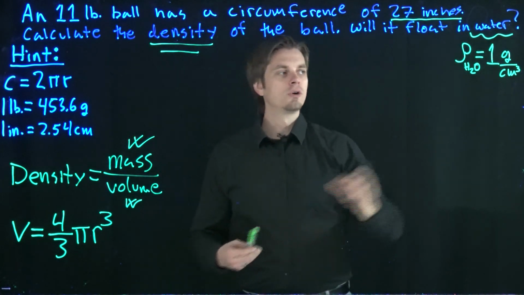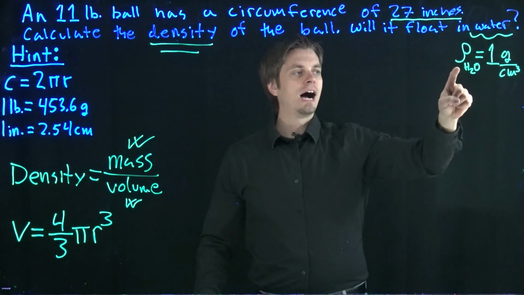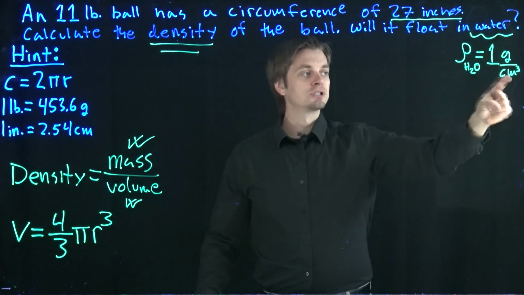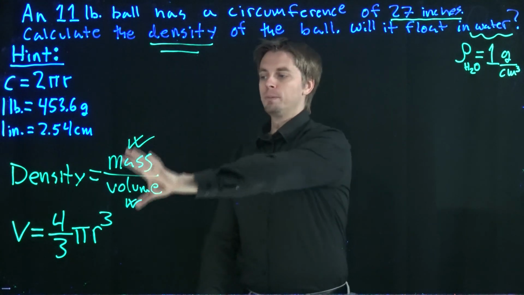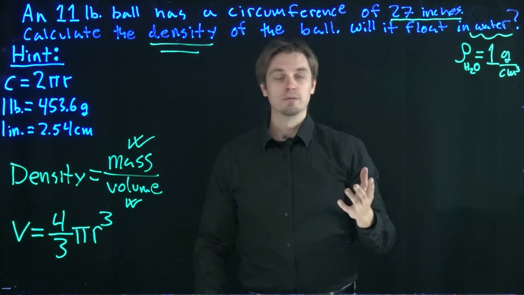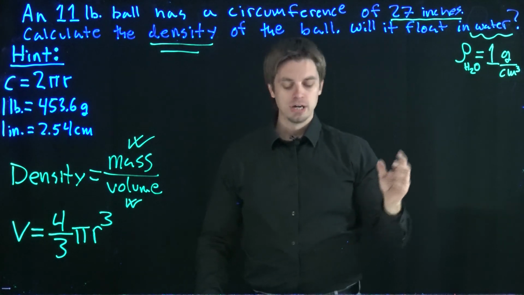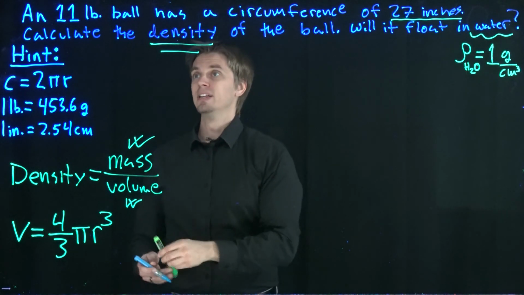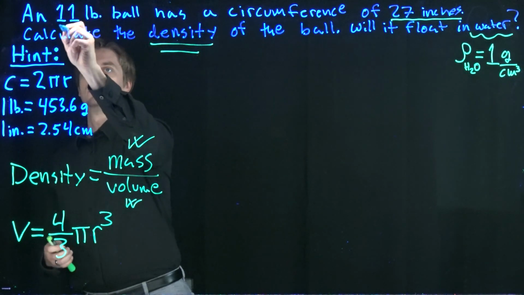Okay? So 1 gram per centimeter cubed, which means if I need to determine the density of the ball in grams per centimeter cubed. So before we plug into all of our equations here, what we're going to have to do is carry out some unit conversions, a set of unit conversion problems. So the first one we're going to do is go ahead and take that mass, right? The given mass here is 11 pounds.